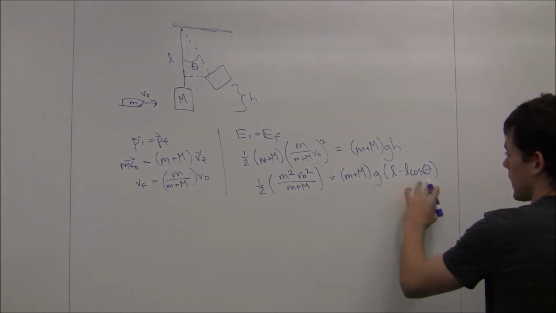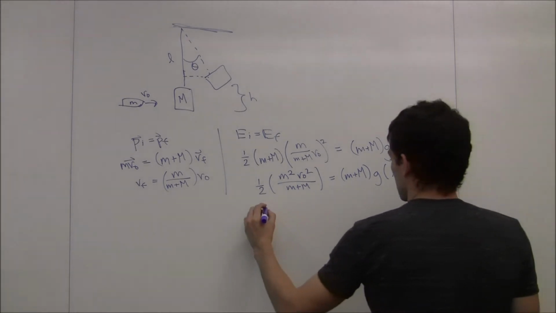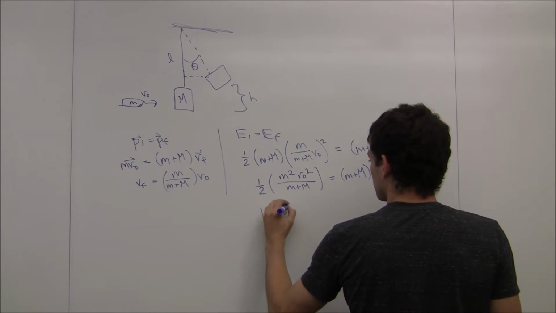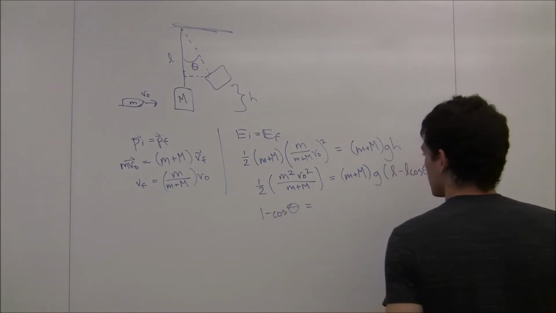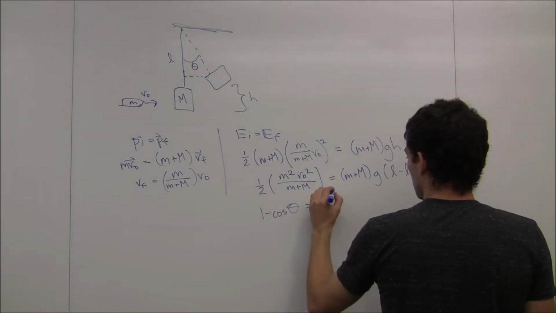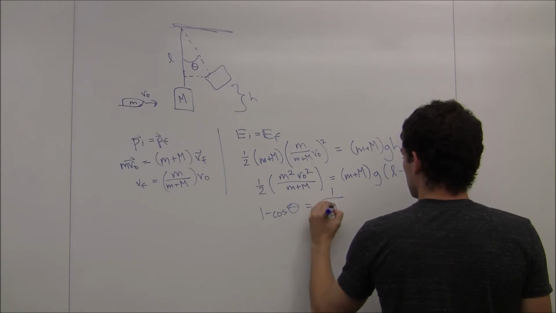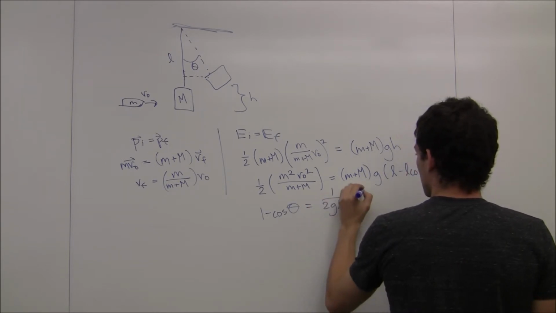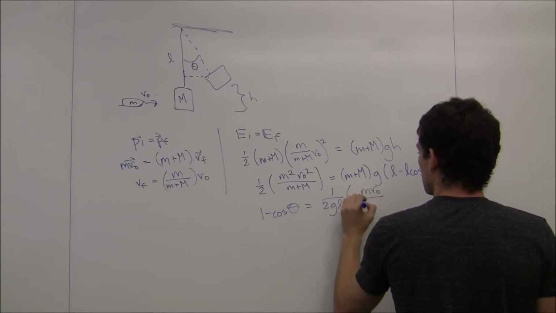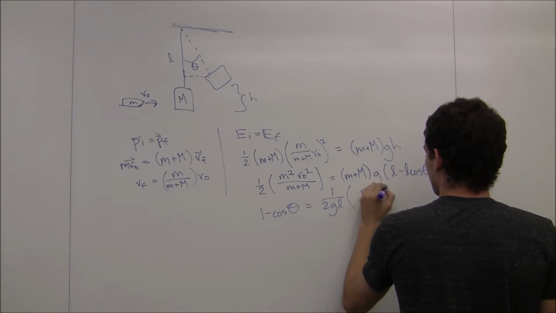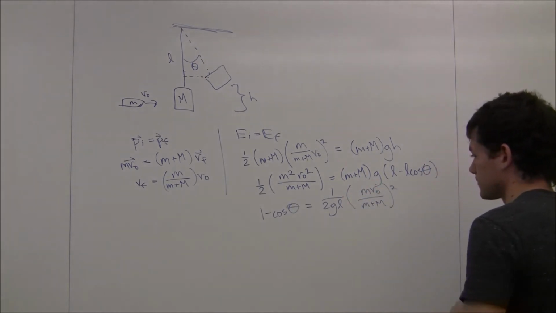We can divide out a factor of L from this, and we're going to get that 1 minus cosine theta is equal to 1 over 2gL times (m v0 over (m plus big M)) squared.